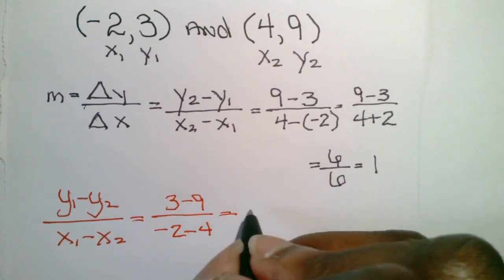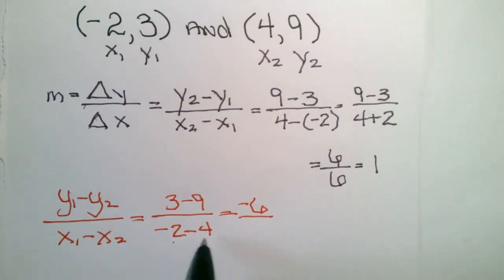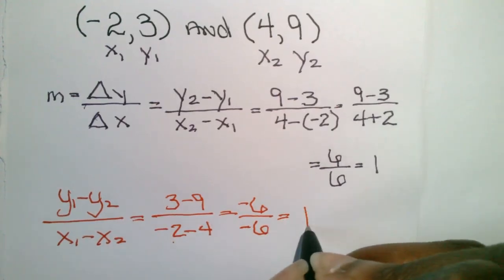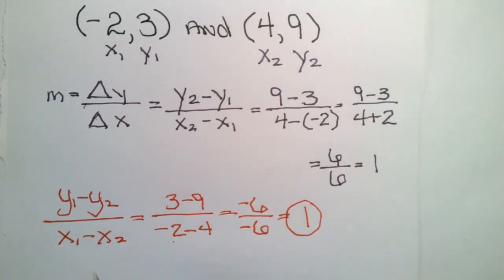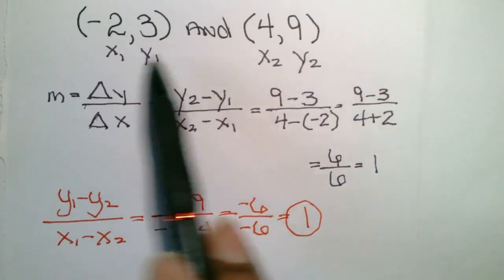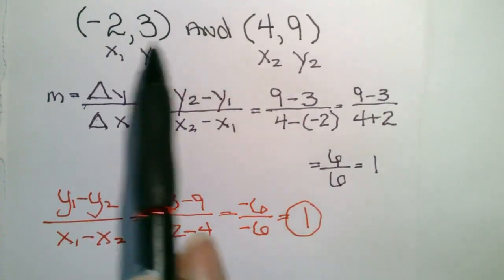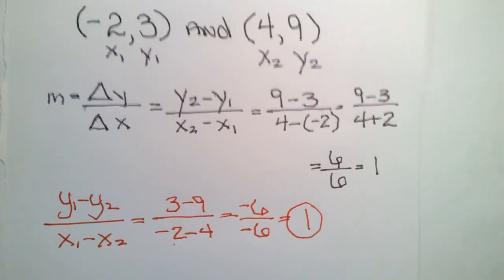Well, 3 minus 9 gives me a negative 6. And negative 2 plus a negative 4, that gives me a negative 6. You still get the slope of 1. Okay? So when everybody says, no, you have to do it this way, no, you don't. You can go from left to right, and since we're so used to reading that way, we're used to picking out information that way. Okay? So you have that.